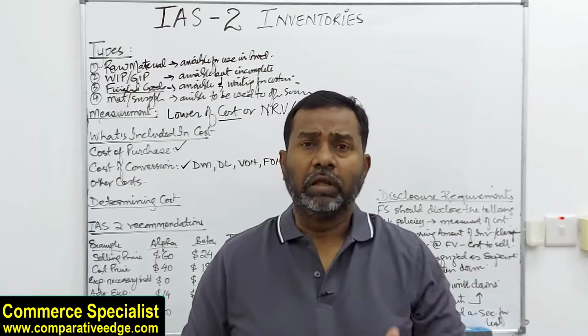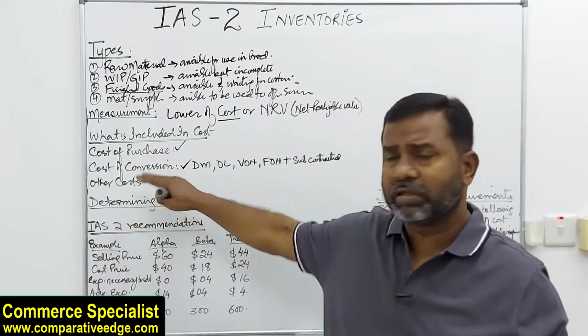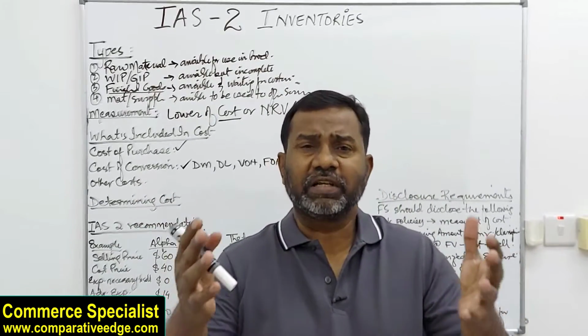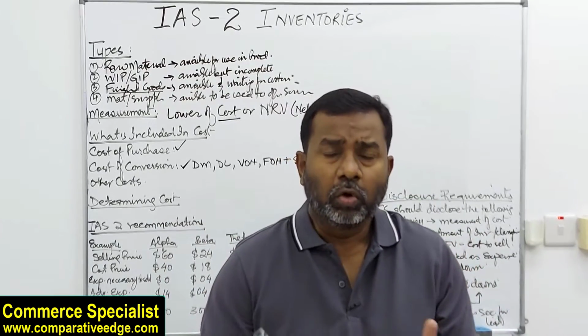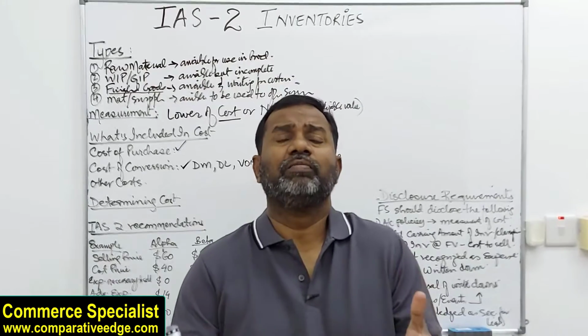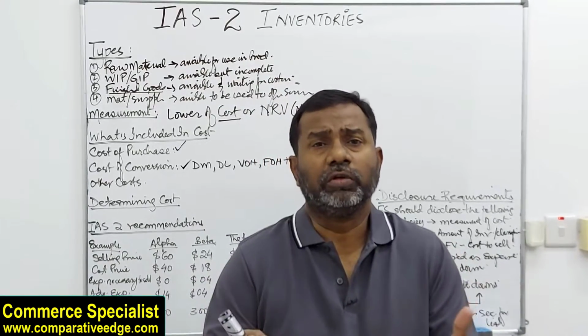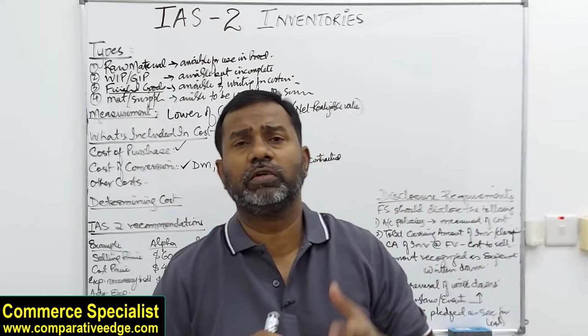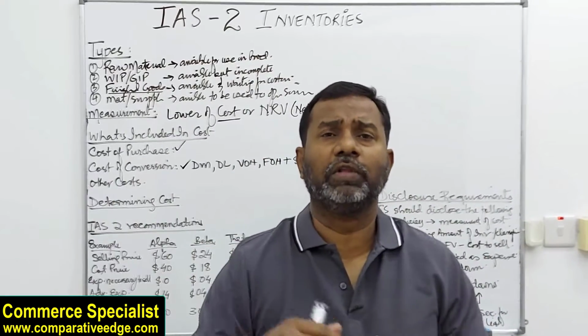Now, the third element in cost is other cost. These are costs related to bringing the inventory to its present condition and location, which is not included in the purchase cost. For example, as I already told you, if freight is not included in the purchase cost, it could be part of other cost.